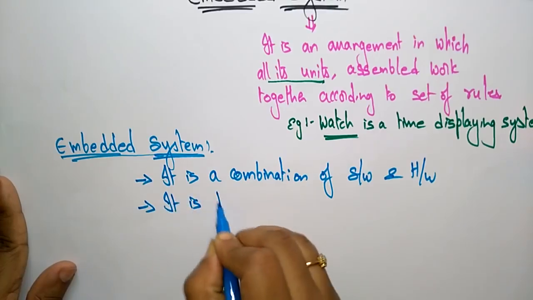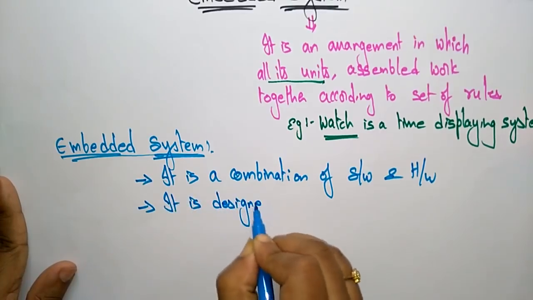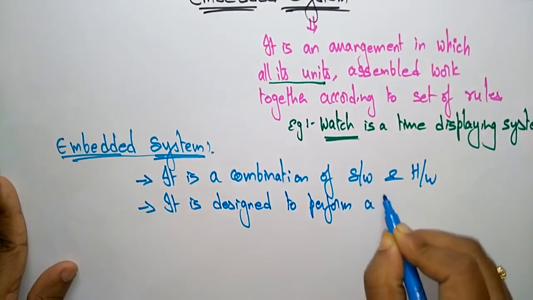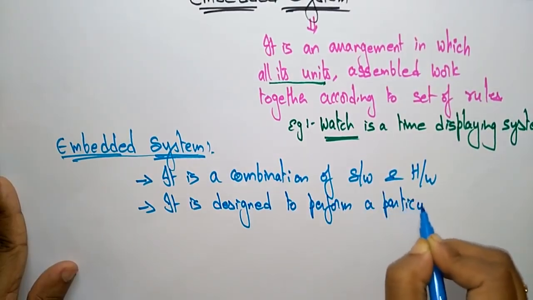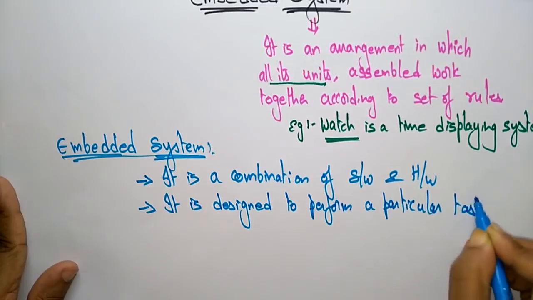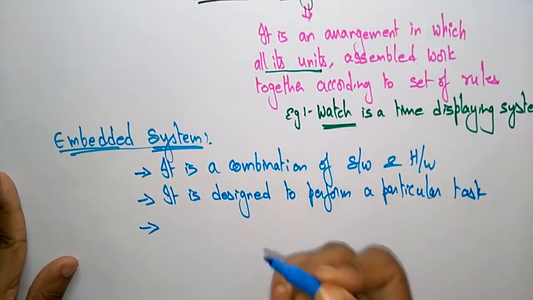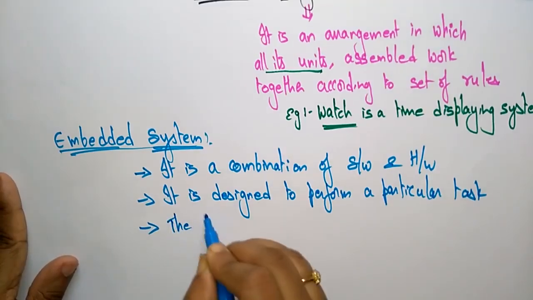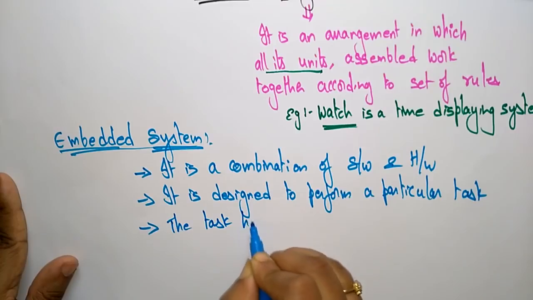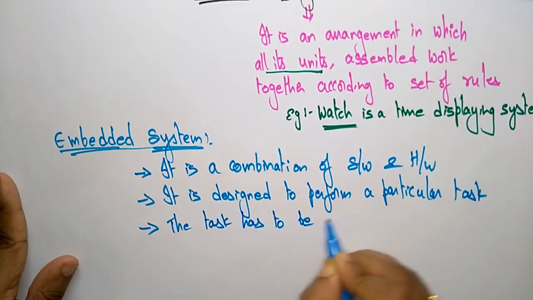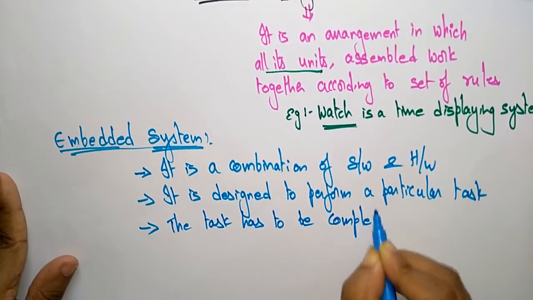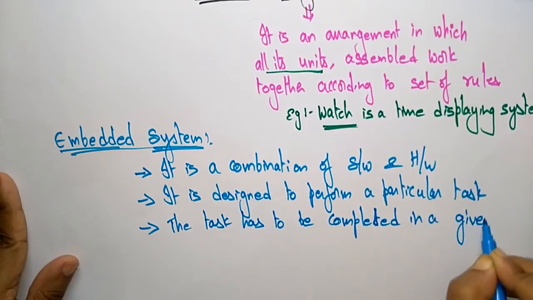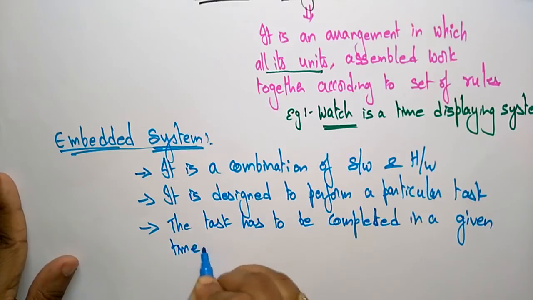So the task has to be completed in a given time. This is the main constraint. Whatever task we have taken, that task has to be completed in a given time. That you call an embedded system.